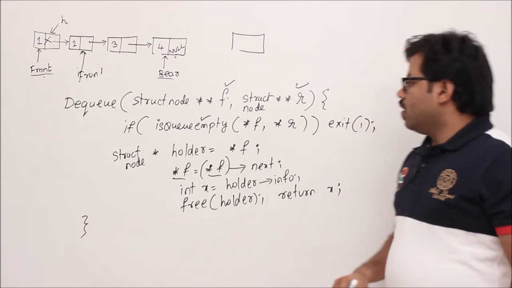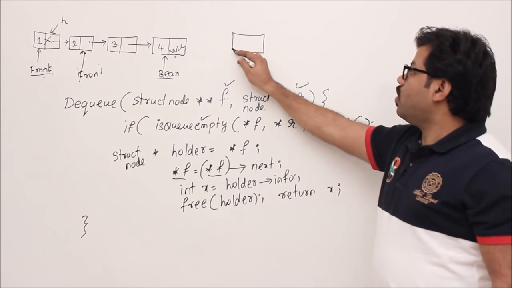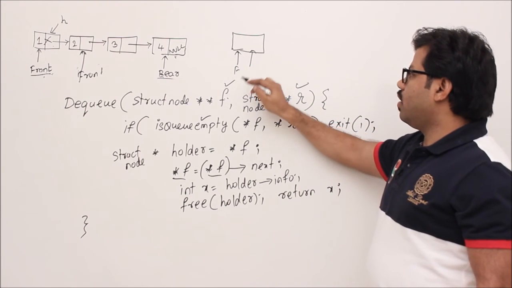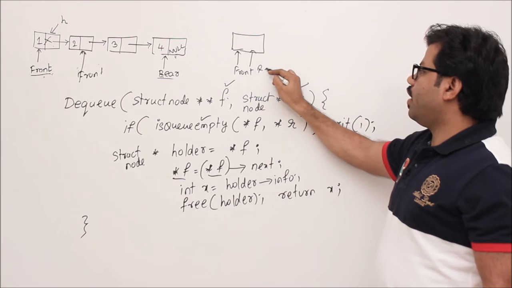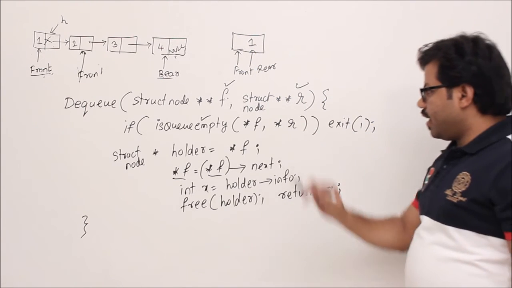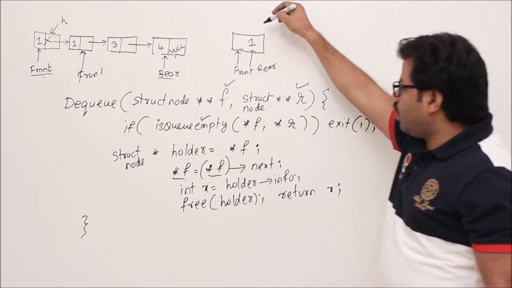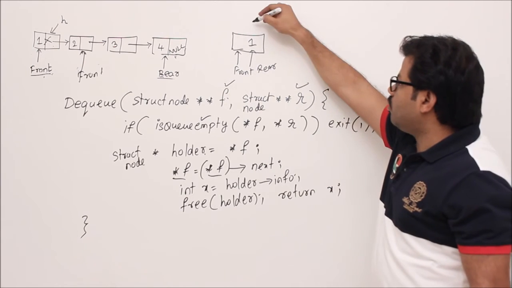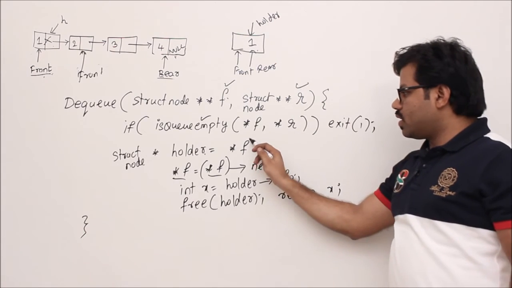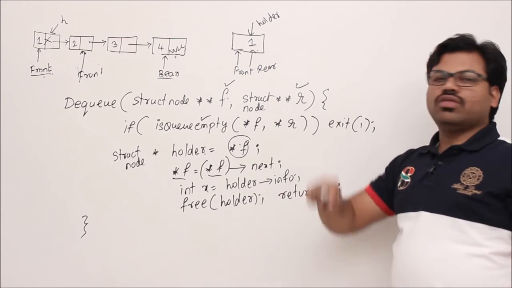Okay. So definitely it works for 4 or 5 nodes. What about a single node? Only this case we'll try to cover. What if you have only one node? Then front and rear will be here, and there will be only a single value like 1. Okay. Let's blindly execute it. IsQueueEmpty, no. Then we'll come here. Then holder points to *f. *f is nothing but front. That's why holder also points like front, because you assigned front to holder. Then holder also points to the same box.